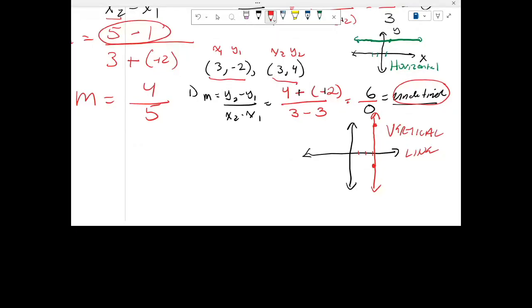Okay. Those are the 4 different possibilities we could get. The line could go up where the slope is positive. The line could go down where the slope is negative. The line could be horizontal, just kind of chilling like that. And that means the slope is 0. But if the slope is undefined, it's a vertical line. Okay. Those are the 4 different possibilities we could end up with. All right.